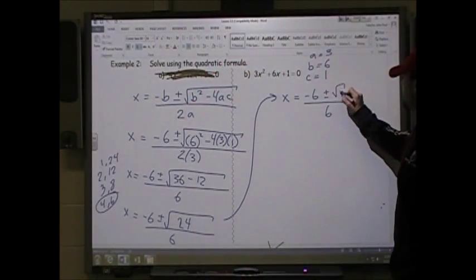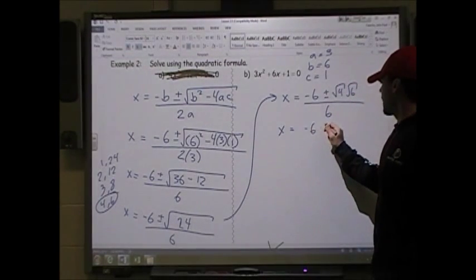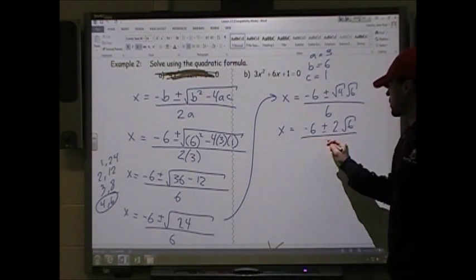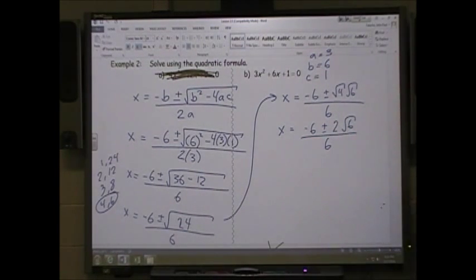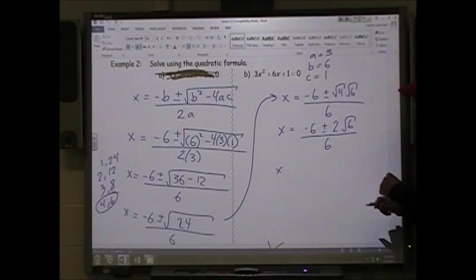So I'm going to break this up into root 4 times root 6. So breaking that up, I'm going to end up with negative 6 plus or minus the square root of 4, which is actually 2, times root 6. Sorry, 2 root 6 all over 6. Now, this is the trick. You can actually reduce this whole fraction.